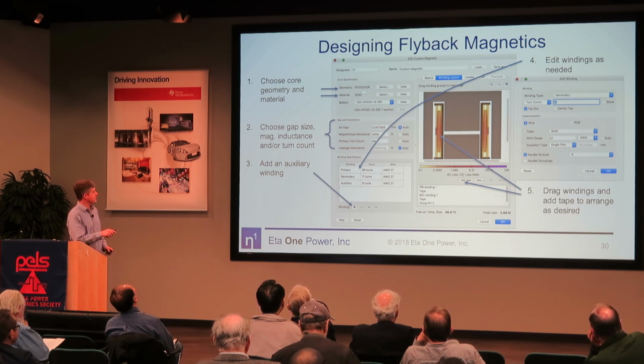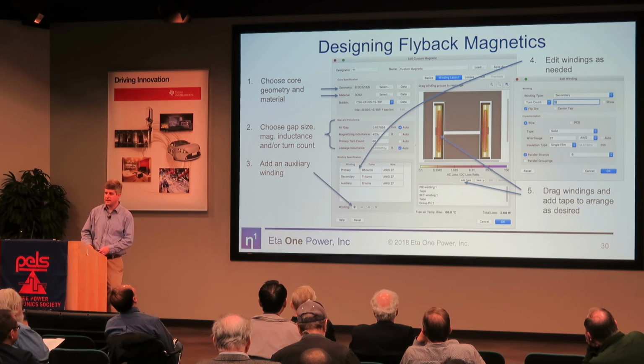So you can pick your core geometry and material up here. You can come down here and choose your air gap, magnetizing inductance, or primary side turns count. And these 3 parameters are all linked. So you can choose 2, and ETA-Designer will calculate the 3rd based on what your constraints are.